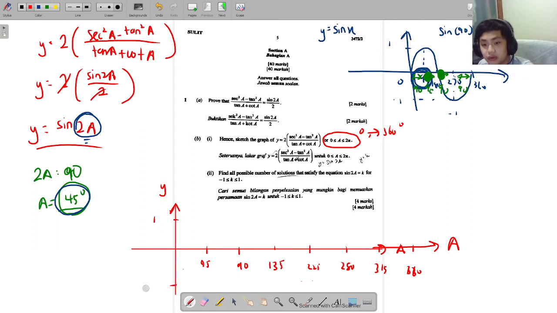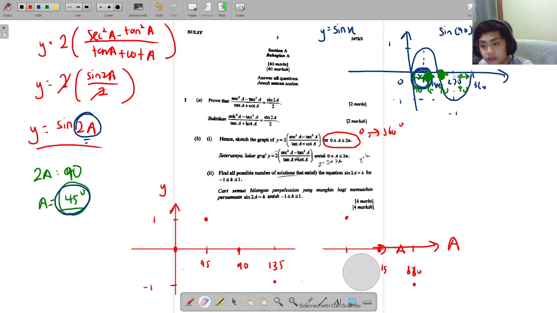So we know that the sine 2a graph starts from 0, and the first interval 1 is here. So the next interval is here, next interval is here. Oh, sorry. I need to undo this. Next interval is here, next interval is here, here, here, here, and here. So, did I miss anything? Seems like I did. Yes, I did. So 135, yeah, I missed this. This is supposed to be 180 degrees.